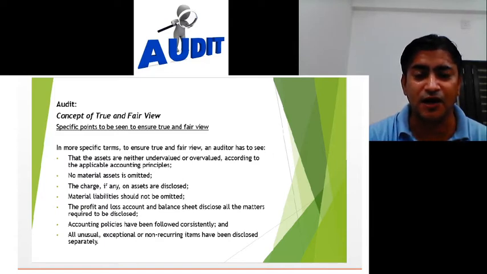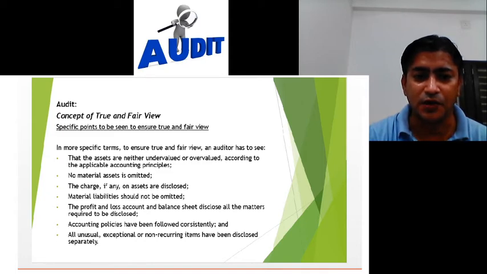Audit starts after accounting is over. So audit is basically an examination of financial statements to ensure whether such financial statements exhibit a true and fair view with respect to profitability and position of a particular business, generally companies. So the true and fair view concept is fundamental and the crux for the purpose of auditing.